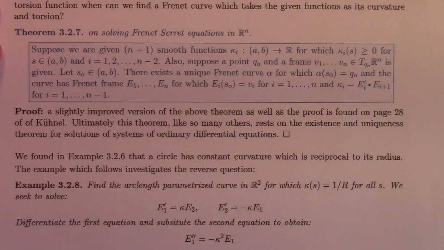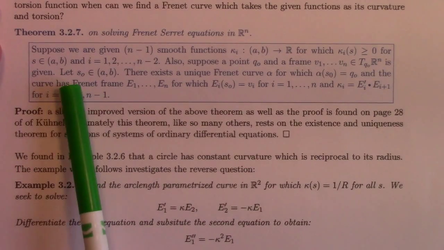If you're in R4, I have 3 curvatures. The first 2 are non-negative, the third one is the torsion. All right, if I'm in R5, I've got 4 curvatures. The first 3 are non-negative, the fourth is the torsion. It could be positive or negative, or 0.